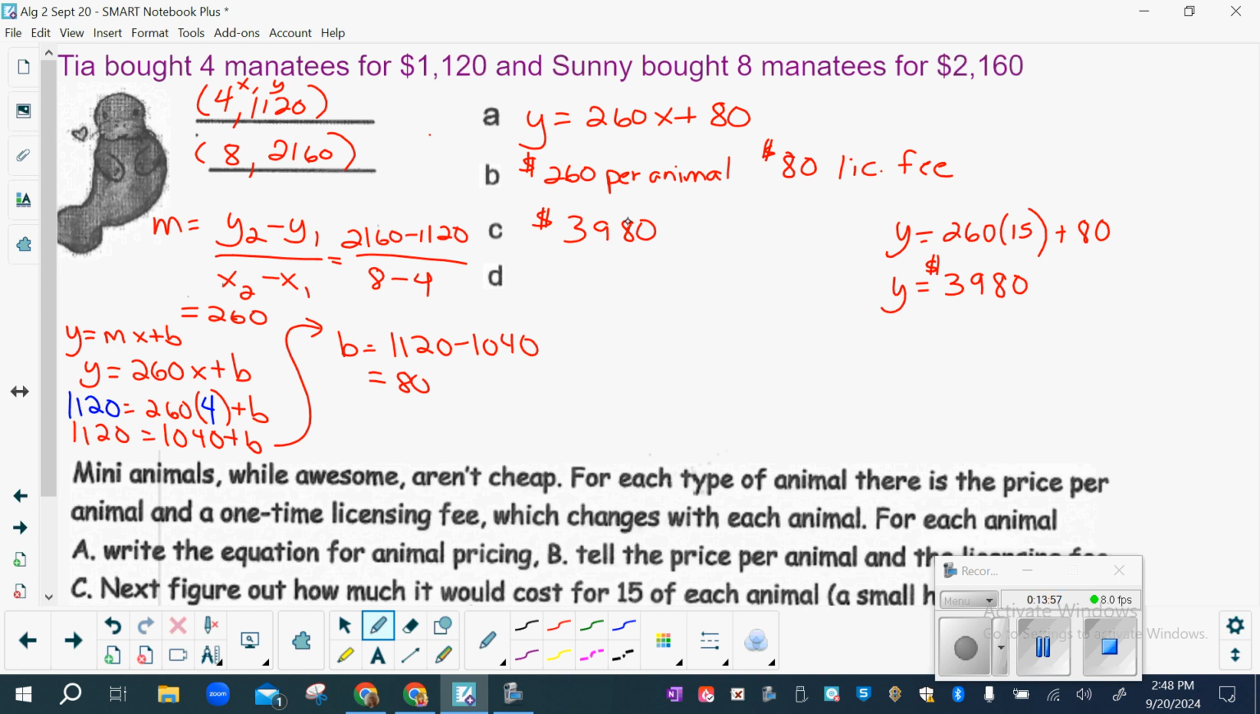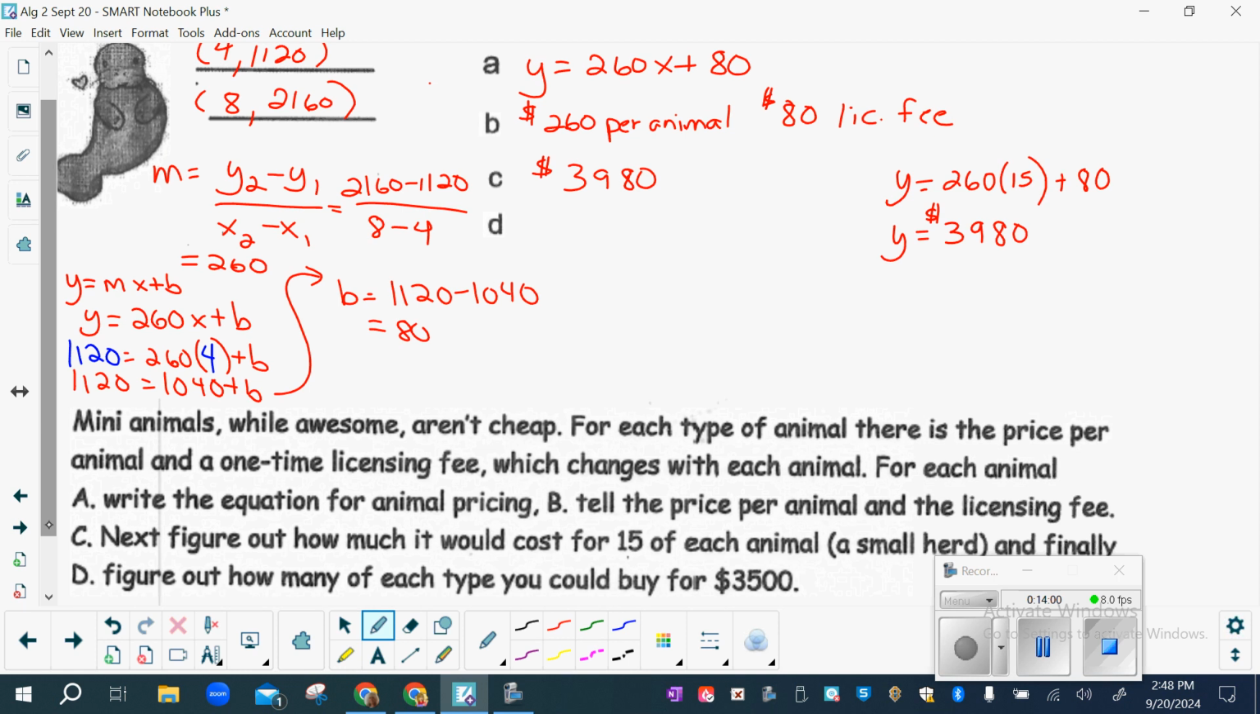And then the last one, we want to find out how many of each type we could buy for $3,550. Over here. How many could we buy for $3,550? So how would we figure it out? Thank you, those of you who are sitting quietly. I'm almost done. Just wait a little bit longer. So set 3,550 equal to it. Yes, Brooklyn, good. 260x plus 80. Good.